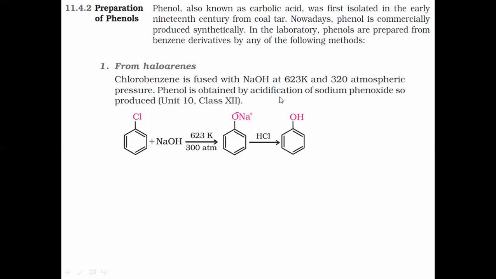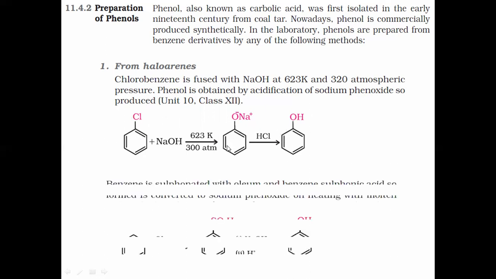Phenol is obtained by the acidification of sodium phenoxide. We have studied this in chapter number 10. If you remember, chlorobenzene reacts with NaOH and gives sodium phenoxide (ONa). With HCl, it forms the OH form. That is, from chlorobenzene to the phenol group, it forms like this.